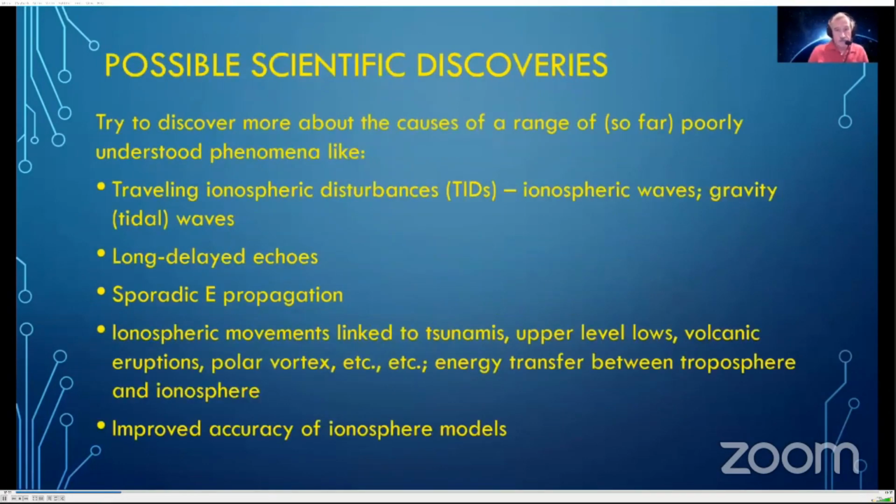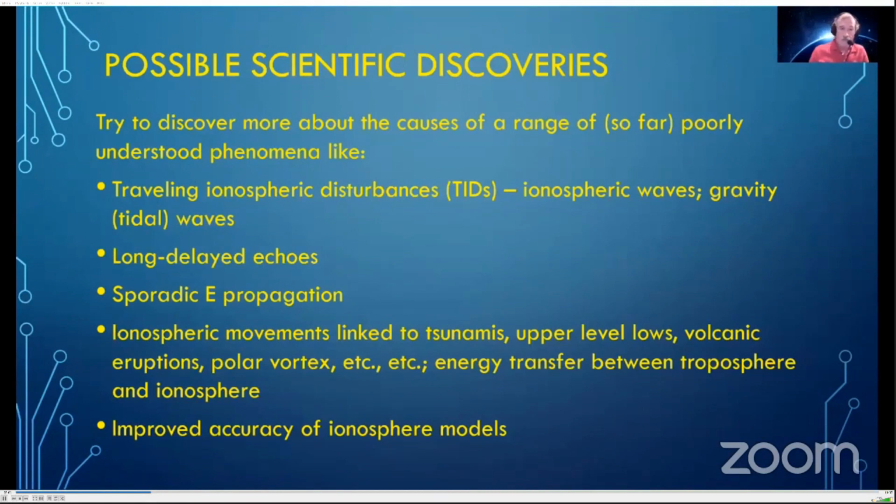Some kinds of discoveries we think could come out of this project. We want to discover more about the causes of a range of so far poorly understood phenomena like traveling ionospheric disturbances. It seems when certain things happen, like a coronal mass ejection coming from the sun, it rings the ionosphere like a bell, creating ionospheric waves. There are other things that move the ionosphere around. It's in constant motion, such as what we call gravity waves that are caused by tides moving through the ionosphere. This is not to be confused with gravitational waves caused by collisions of black holes. This project is not studying those.